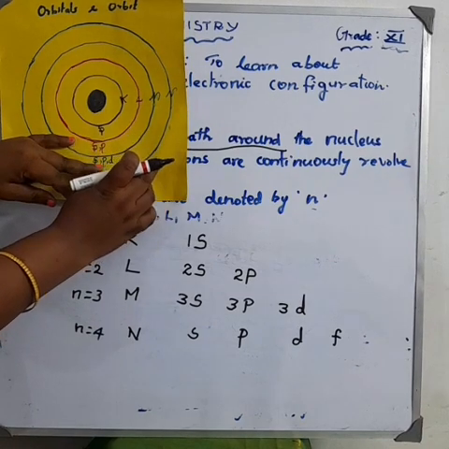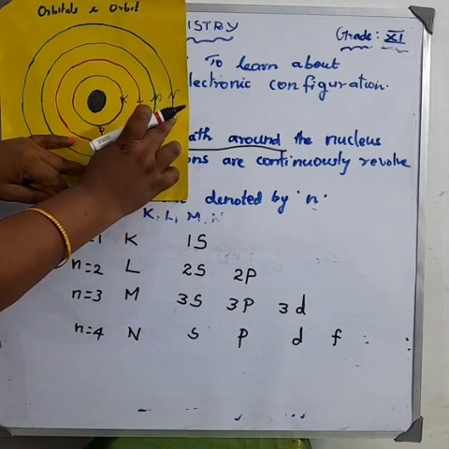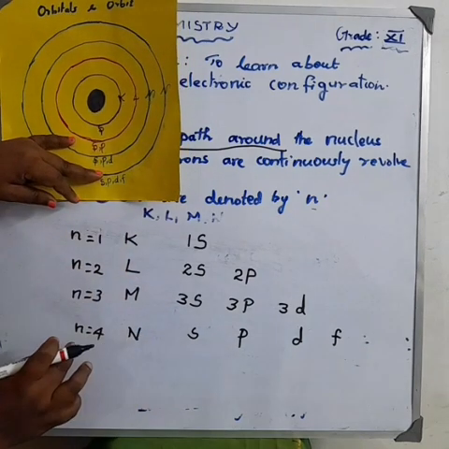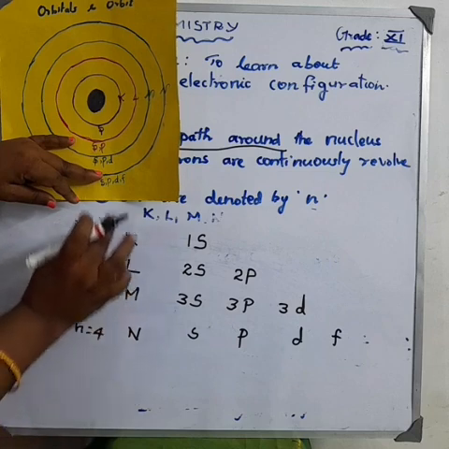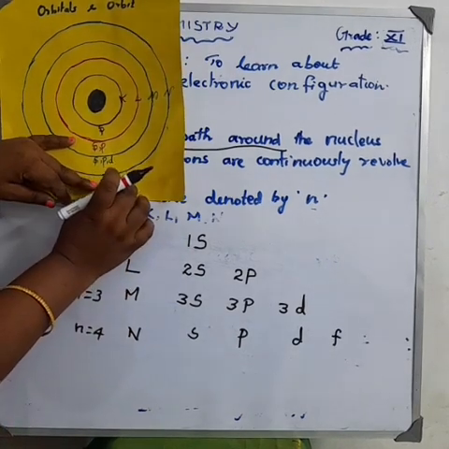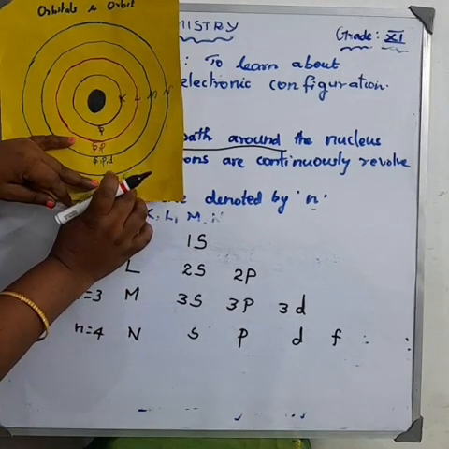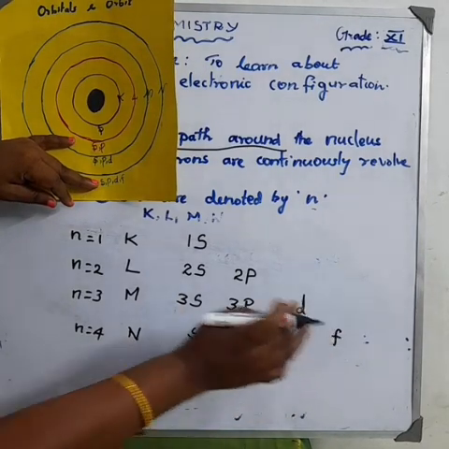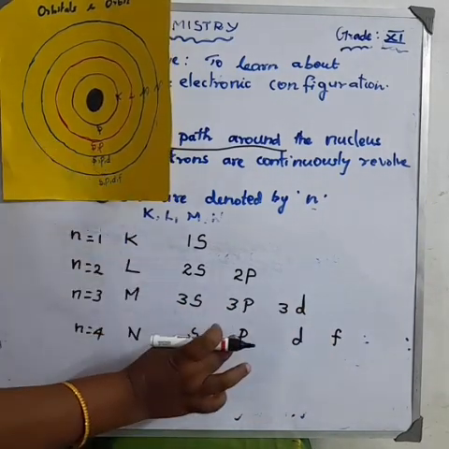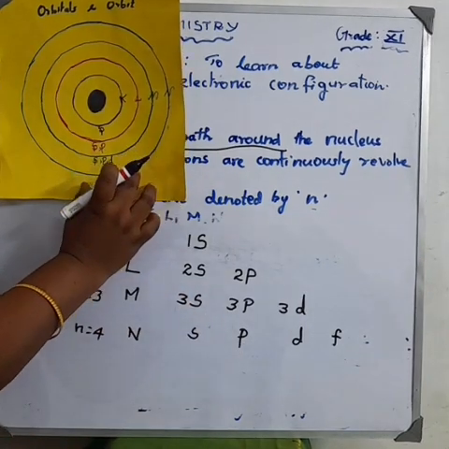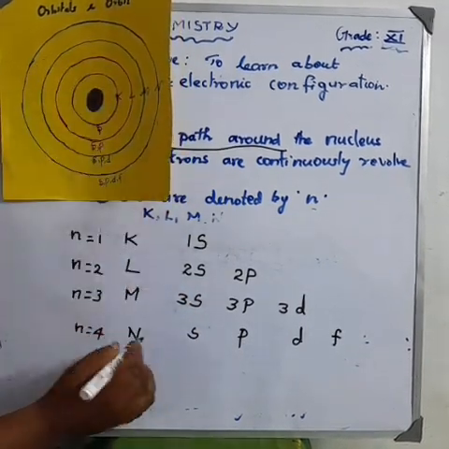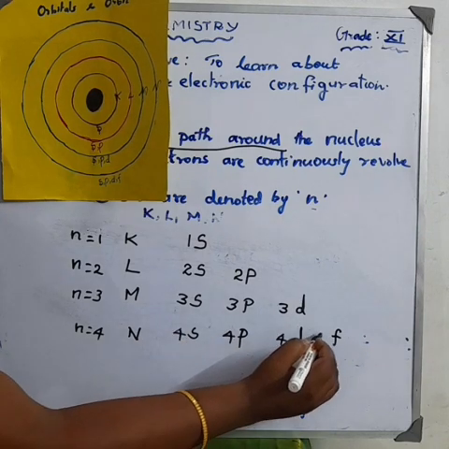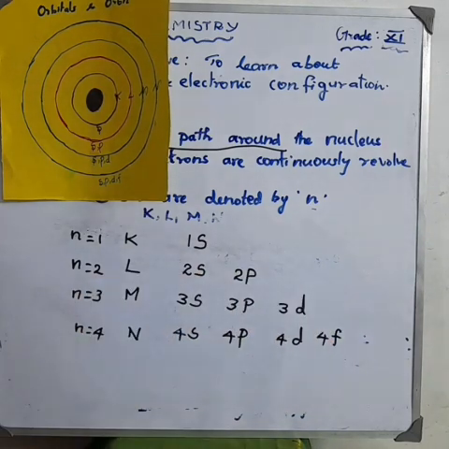n is equal to 4. The name of the orbit is N. So n is equal to 4 means 4 subshells, 4 orbitals are there: S orbital, P orbital, D orbital and F orbital. These 4 orbitals are present in the 4th orbit. So 4s, 4p, 4d and then 4f.